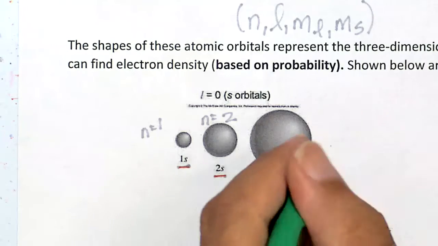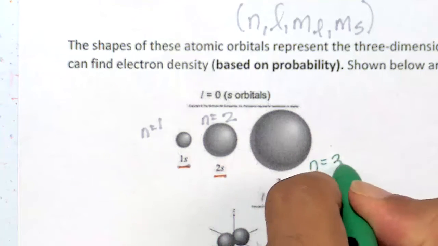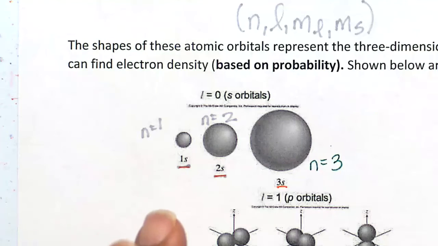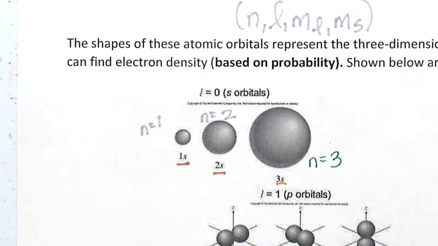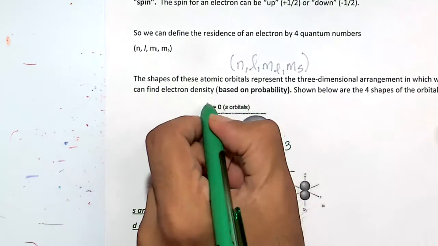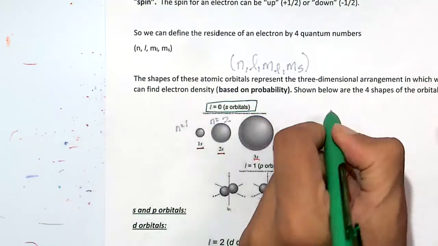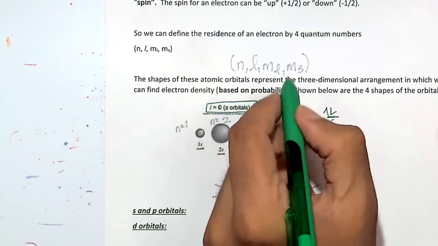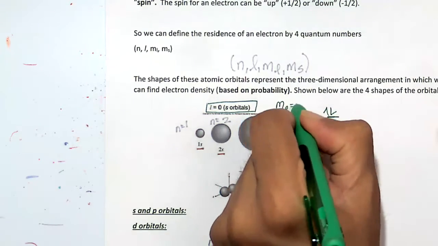Here the principal quantum number is going to be 3. Higher energy levels are farther away from the nucleus. What is L for an s orbital? L is 0. There's only one slot. Spin up, spin down, so m sub L will also be 0.